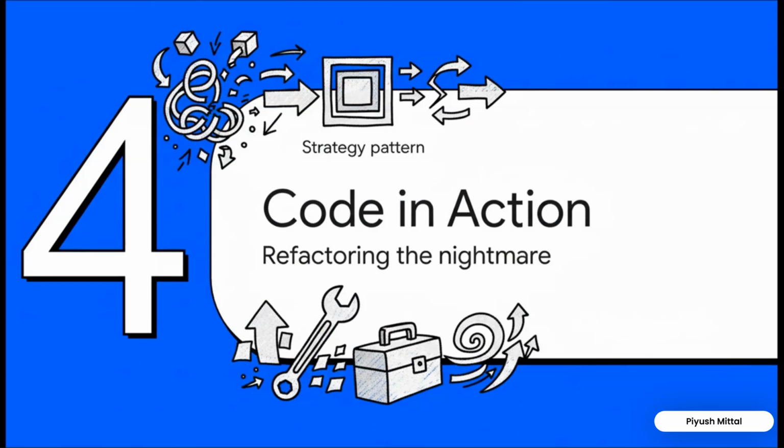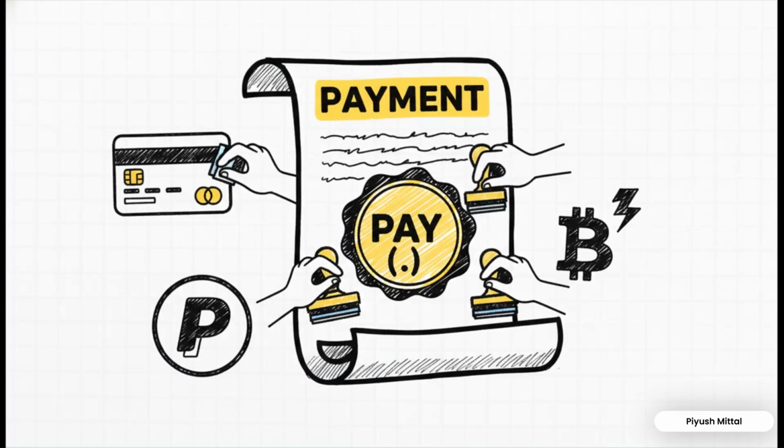Theory is great, but let's see where the rubber meets the road. Let's walk through the code step by step and transform that brittle if-else disaster into a flexible, maintainable, and dare I say, beautiful system. First things first, before we write any logic, we define a contract.